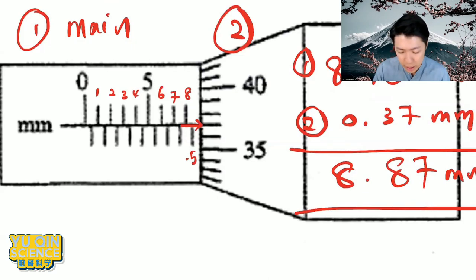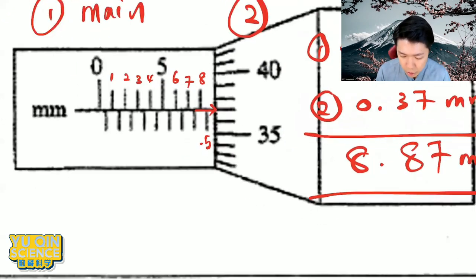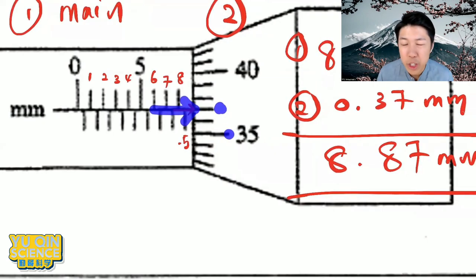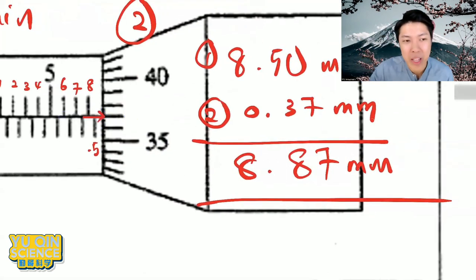Vernier scale, the secondary scale. Okay, this is 35, right? So look at the arrow, now is pointing at this line. So what number is that, Heather? Can you tell me? This is 35. What is the next two? Correct, 37. So one division is 0.01 mm. So you are at the 37th division.